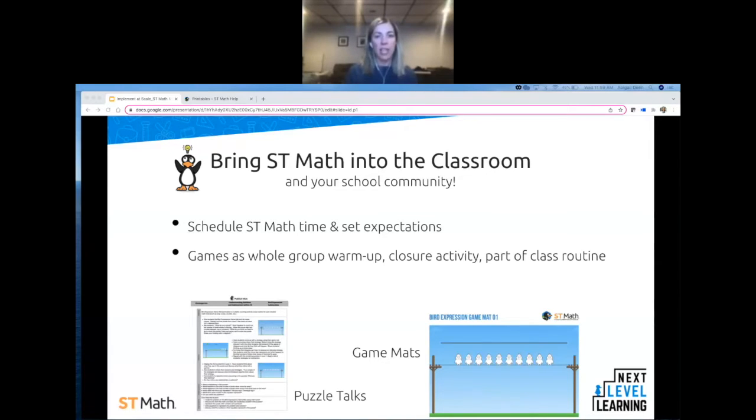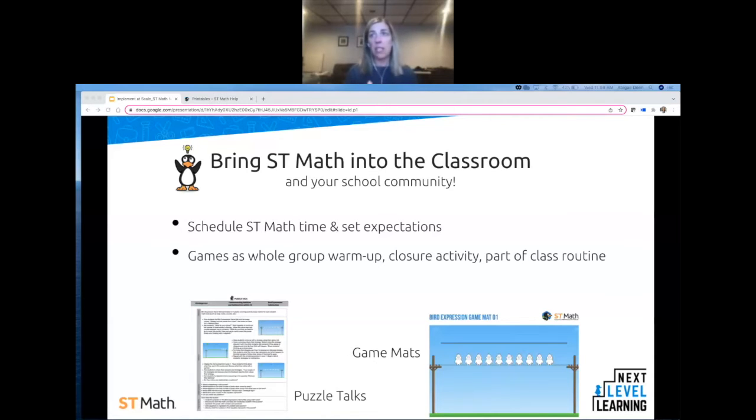So the importance of setting up consistent StMath time in the classroom, thinking, do all of my students have equitable access to StMath? Do they all have the opportunity to learn with JiJi every week? And then thinking about bringing StMath into the classroom as an instructional tool. One of the great ways to do that is to pull up a game whole group, maybe as a warm-up, as a closure activity, part of your class routine. I've seen it work really well introducing a new unit, even as a daily morning class activity.